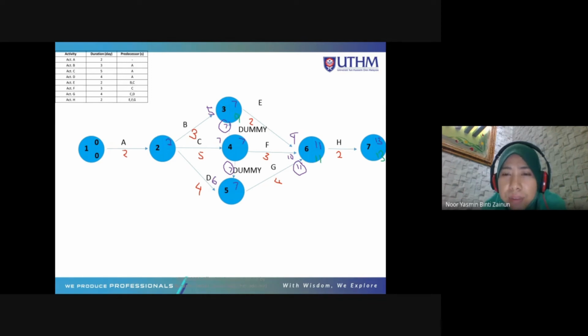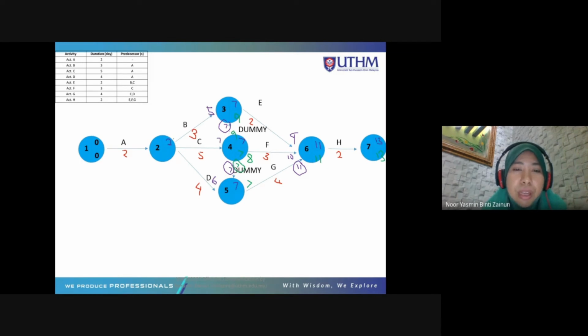Okay, so 11 minus 3 is 8. At the node here you have 3 arrows coming out, so you have 3 choices, remember? So 11 minus 4 is 7. Here, because the dummy has no duration, it is 7. And here is 9. So the choices are between 9, 8 and 7. So the smallest is 7, because in backward pass you need to choose the smallest value. So here is 7.